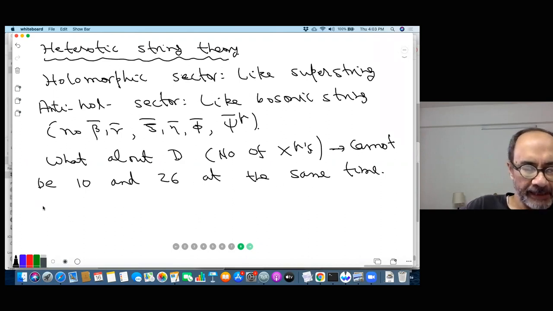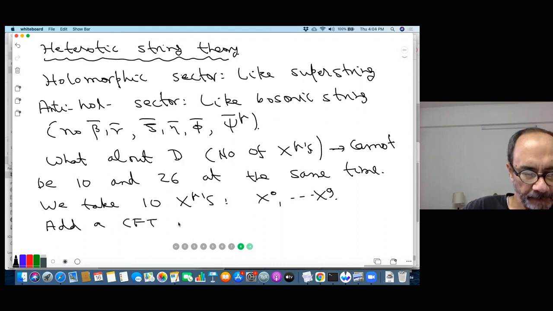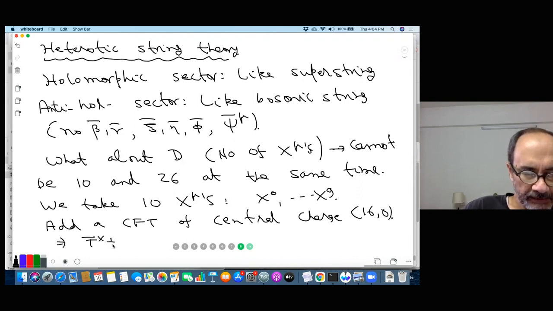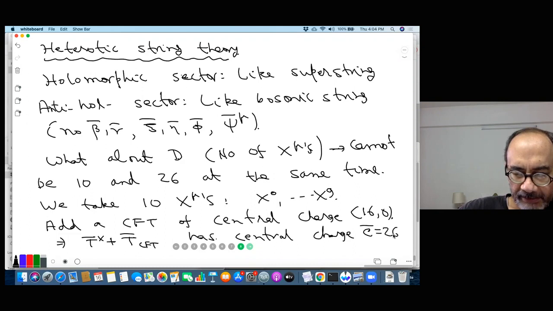Okay. So what one does in this case is that we take 10 X mu's, x0 to x9, and then we add a CFT of central charge (16, 0). So that effectively, if we look at the T bar X plus T bar CFT, this has central charge C bar equal to 26, because 10 comes from the T bar X, and then 16 comes from the T bar CFT. And then everything else becomes consistent. So this is essentially what underlies the construction of the heterotic string.